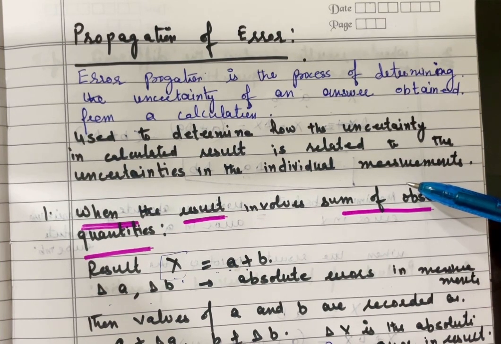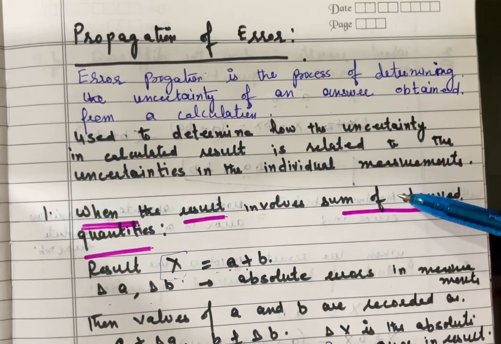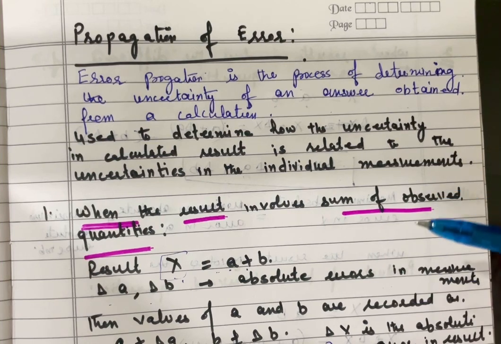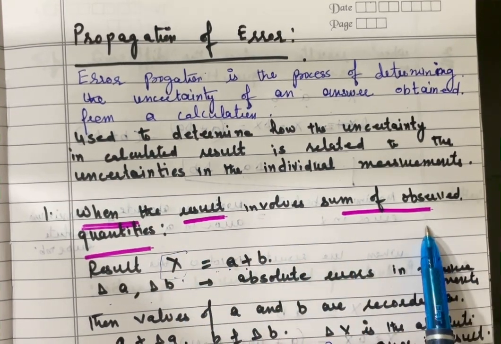In this manner, we will discuss all the individual measurements. Suppose the individual measurements are A and B. We will take the result when it involves a sum, subtraction, then product, then also the division, and also when the result involves the powers of the observed values. So first, when the result involves a sum of observed values.